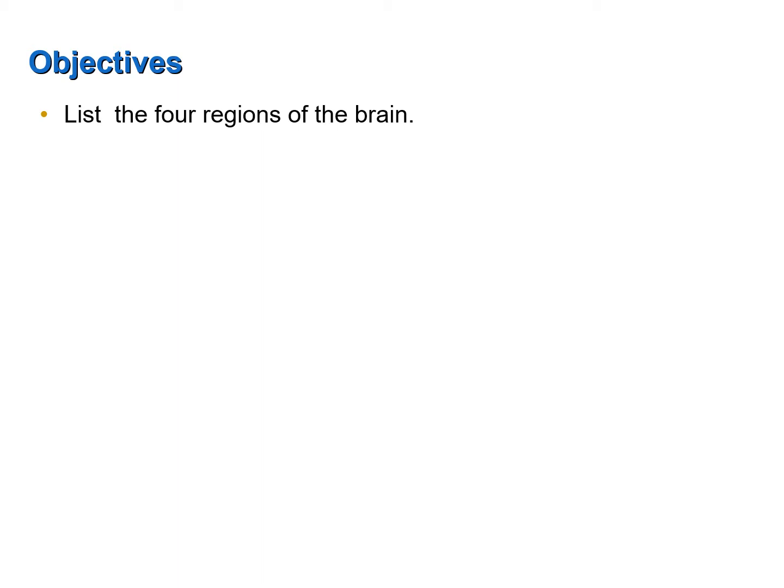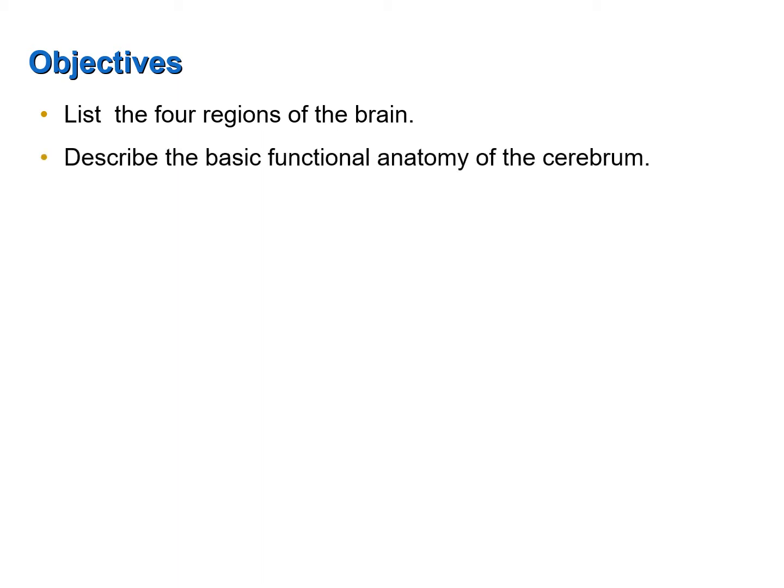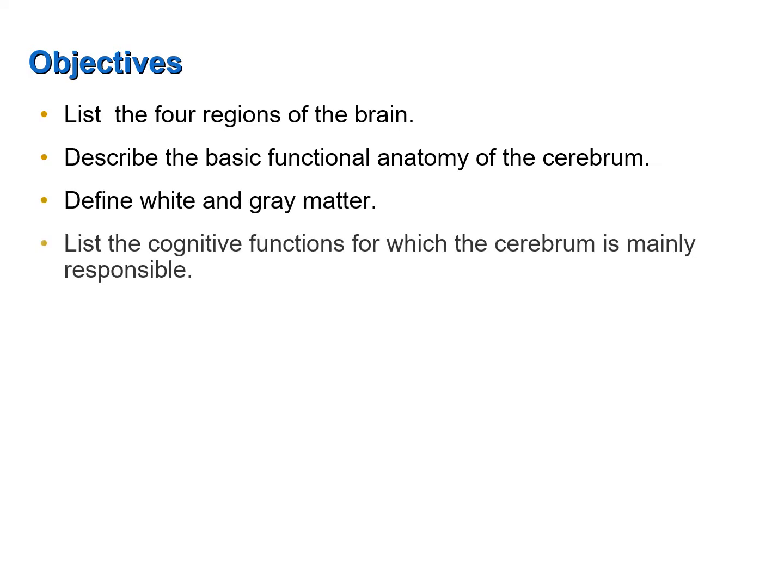List the 4 regions of the brain. Describe the basic functional anatomy of the cerebrum. Define white and gray matter. List the cognitive functions for which the cerebrum is mainly responsible.